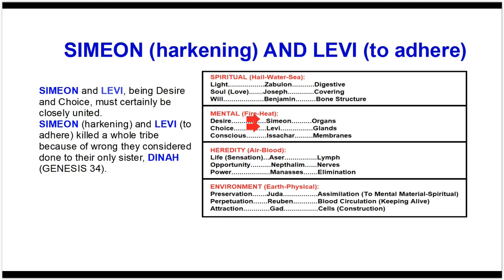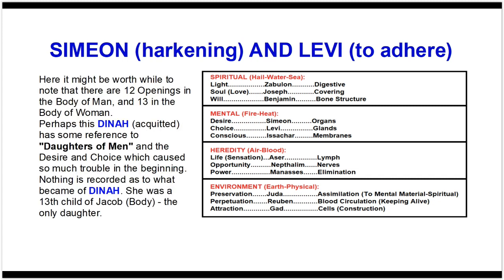Simeon and Levi, being desire and choice, must certainly be closely united. Simeon, hearkening, and Levi, to adhere, killed a whole tribe because of wrong they considered done to their only sister, Dinah. Here it might be worthwhile to note that there are 12 openings in the body of man, and 13 in the body of woman.